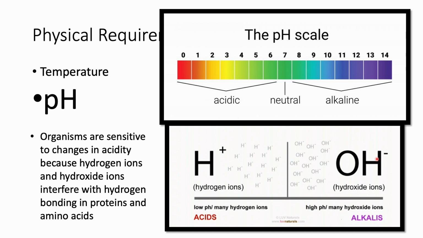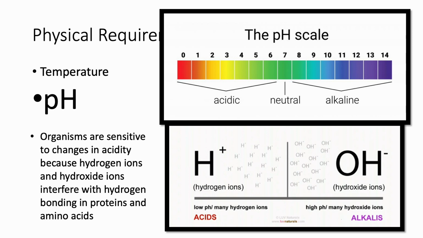Organisms are really sensitive to changes in acidity and pH because their proteins, which keep that three-dimensional shape that's so important for their function, are held together by hydrogen bonding. So all of these charged hydrogens can kind of run around and rip off hydrogens and change the shape of those proteins.